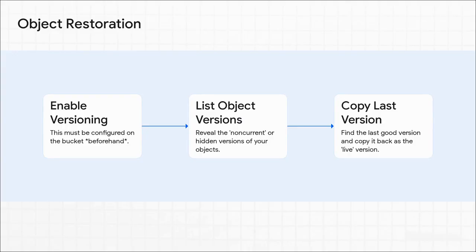But, and you knew this was coming, it hinges on that one thing. You had to have turned it on beforehand. With versioning enabled, you just tell cloud storage, hey, show me all the hidden versions. You find the one from right before the deletion, and you copy it back. Done. It's really that easy.